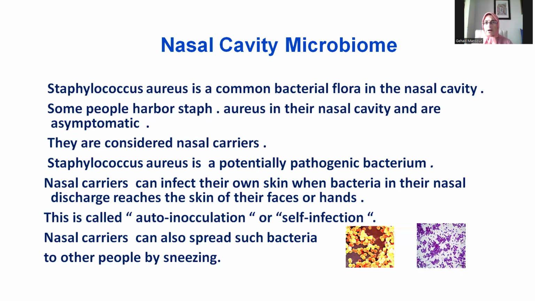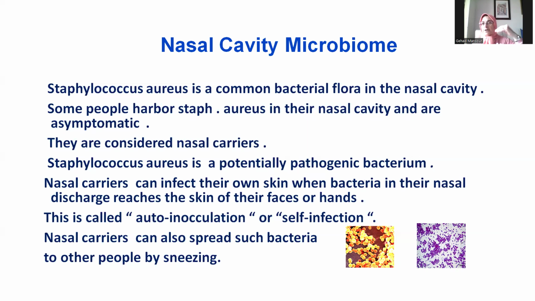Another question is, justify staphylococci are considered potential pathogens. Yes, they are potential pathogens because they are not essentially pathogenic, but they can turn pathogenic under certain conditions, for example, when the immunity of the patient is lowered. Another question, this slide is rich in questions. Why are asymptomatic nasal carriers considered a risk to the community? Why are they dangerous? Because they can transfer such staphylococci to others.